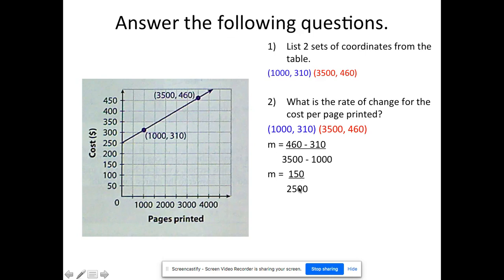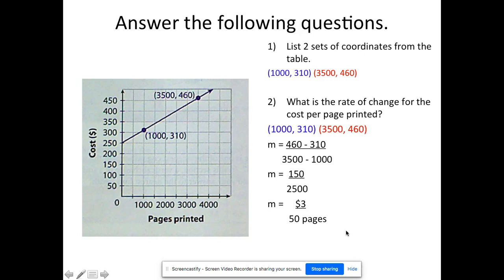And then we can't divide this out, but we can reduce it. So we want to figure out the biggest number that goes into 150 and 2,500. If you haven't figured it out already, pause the computer and do that. And now I'm going to tell you, it's 50. So 50 goes into 150 3 times. 50 goes into 2,500 50 times. So it is $3, that's my y value, per 50 pages printed.